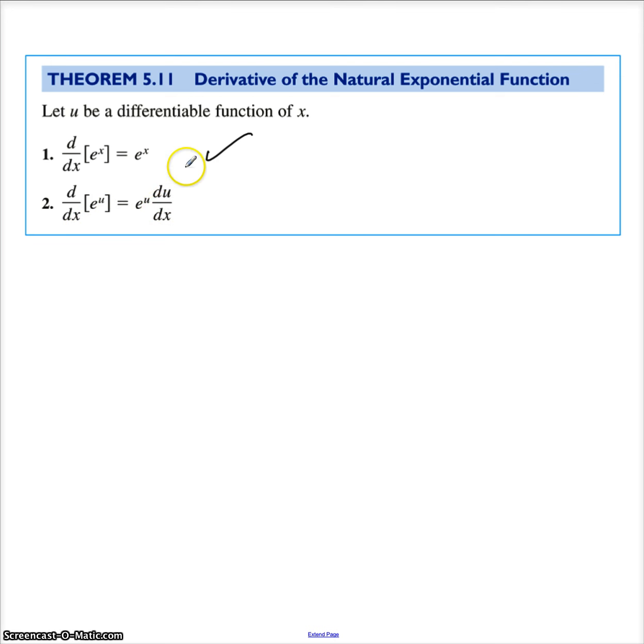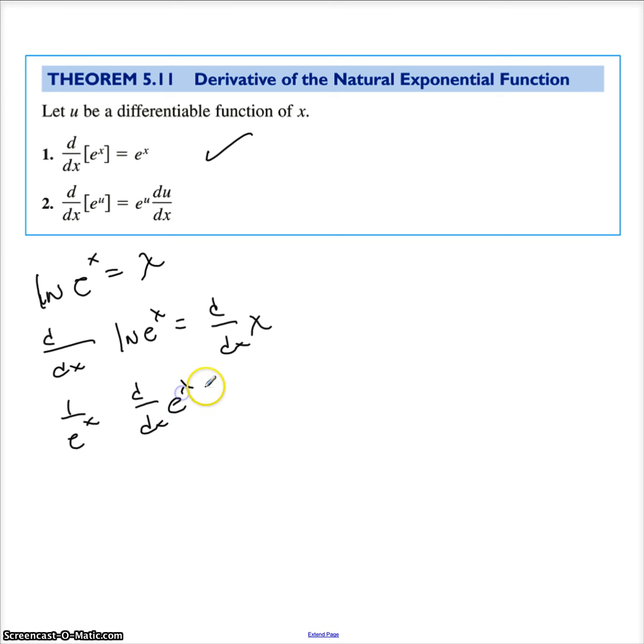Now, let's start with e to the x. I know the natural log of e to the x is equal to x. That's kind of the definition. So if I take the derivative with respect to x of the natural log of e to the x, it's the derivative with respect to x of x. So I have 1 over e to the x times the derivative with respect to x of e to the x is equal to, oh, that's just 1. So the derivative with respect to x of e to the x has to be e to the x. Isn't that cool, folks?